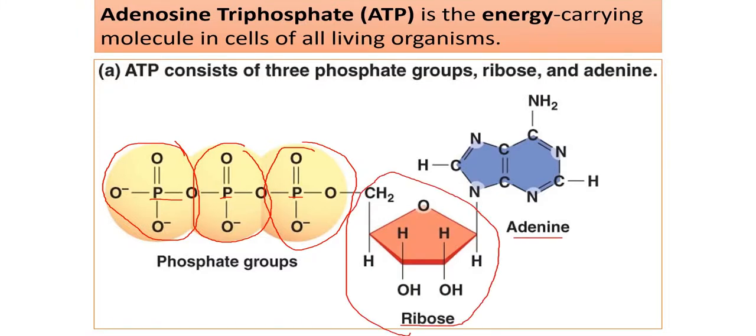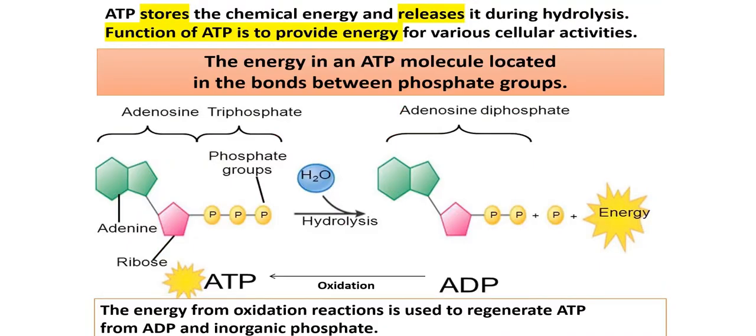and adenine. So ATP stores chemical energy, and it releases chemical energy during a chemical reaction called hydrolysis, which we already talked about, a breakdown reaction. The function of ATP is to provide this energy for various cellular activities.